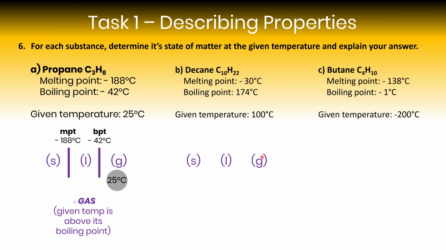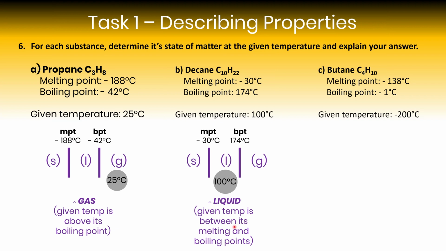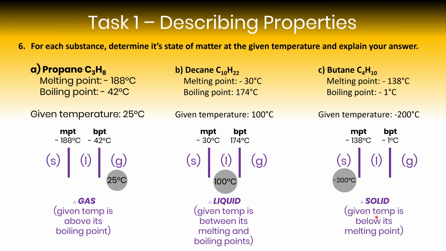We'll do the same now for decane. The given temperature of 100 degrees, it's not higher than 174, so we're not going to plot it here. It's lower than 174, but it is higher than minus 30. So therefore it goes around here somewhere, 100 degrees, so therefore it's a liquid, because the given temperature is between its melting and boiling points. Let's now do the same for butane. Minus 200 is less than minus 138, so it goes to the left of it over here. So therefore we're looking at a solid because the given temperature is below its melting point.